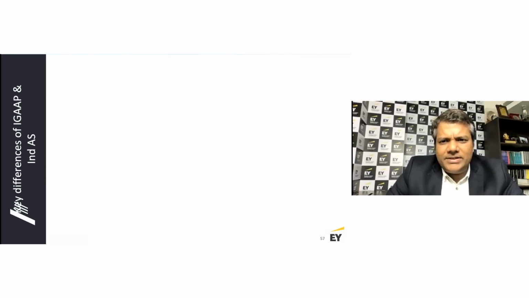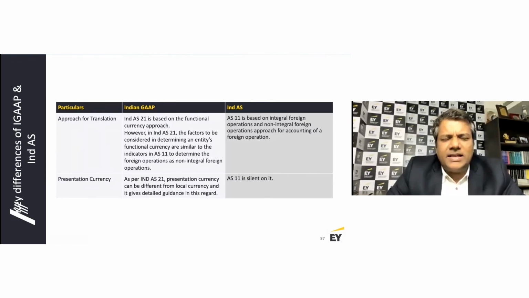Some more differences. The approach for translation in Ind AS 21 is based on the functional currency approach, whereas AS 11 is based on integral and non-integral operations, though the accounting answers are generally the same. As per Ind AS 21, the presentation currency can be different from the local currency, and it gives detailed guidance. However, if you're an Indian company, your presentation currency has to be INR, because that's required under Schedule 3. But if you're an Indian company and want to present for any other purpose, you can have a presentation currency other than INR as well. AS 11 is silent on it.